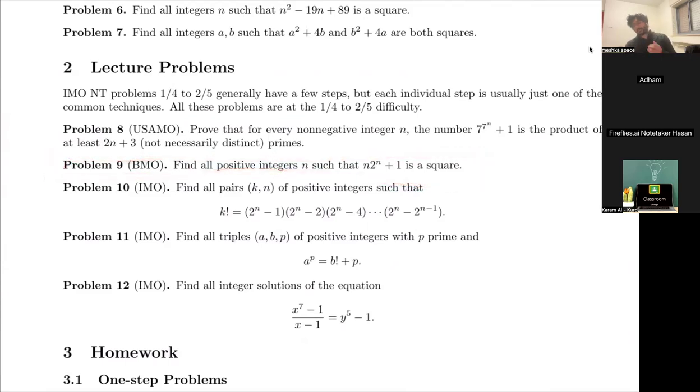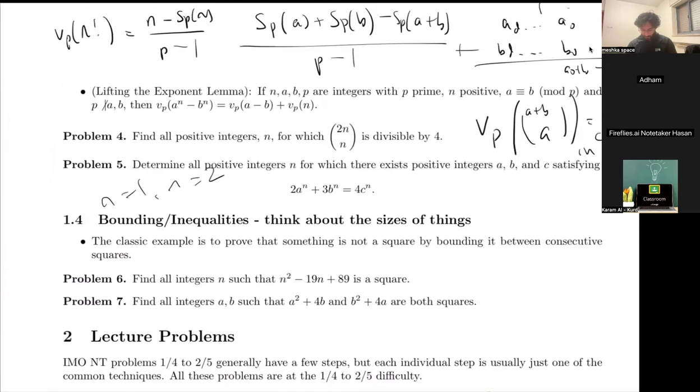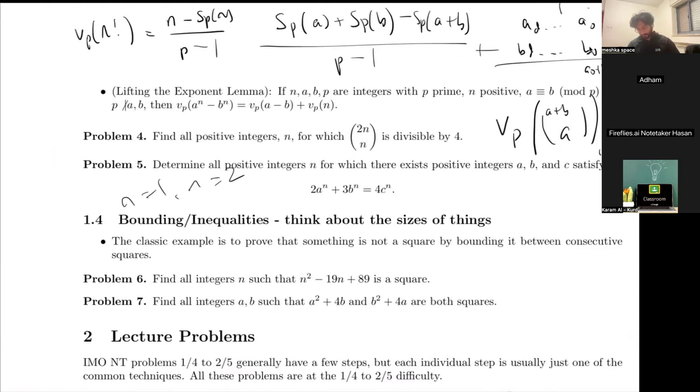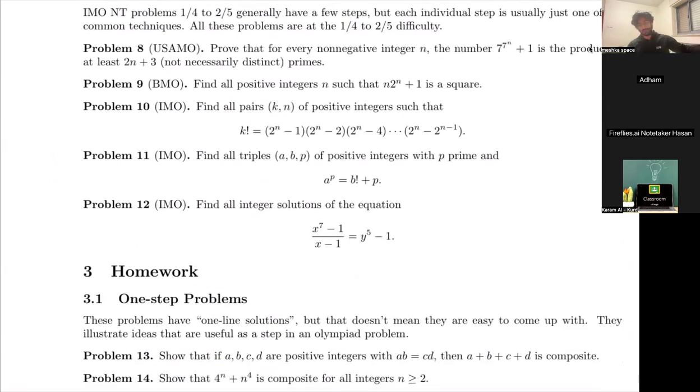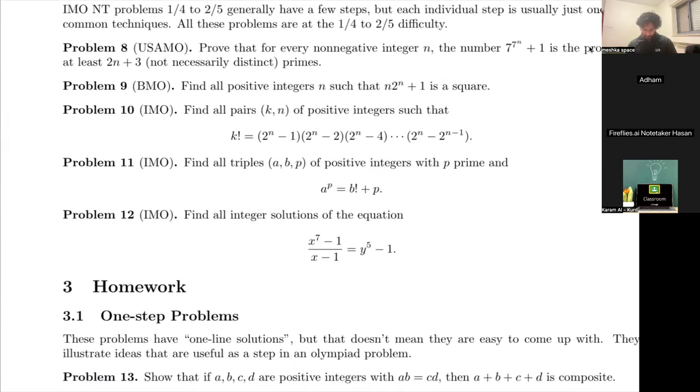What I'll say about solving these IMO problems is that, at least at this difficulty, from problems 1-4 to problems 2-5, usually each step is something you have seen before. It's one of these techniques, but what you need to do is chain a lot of these steps together. The problem is about trying a lot of things in the right order. So let's look at an example.